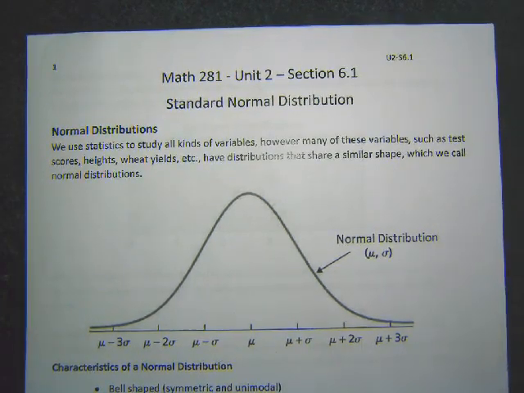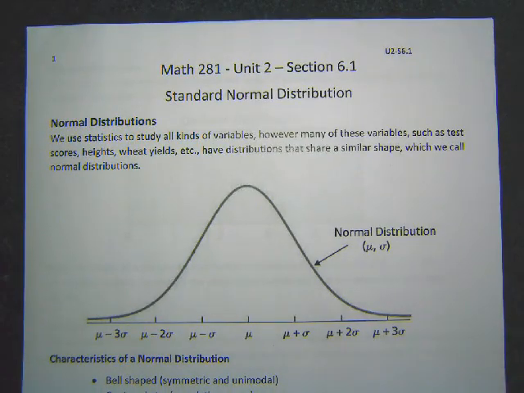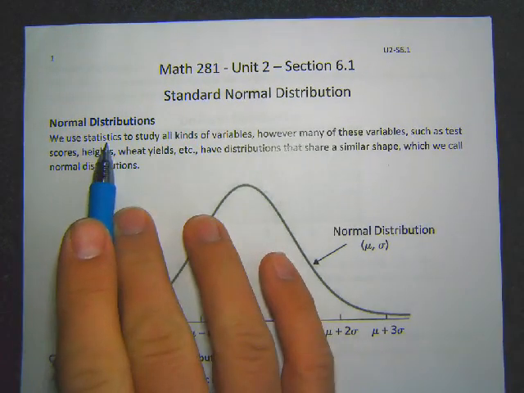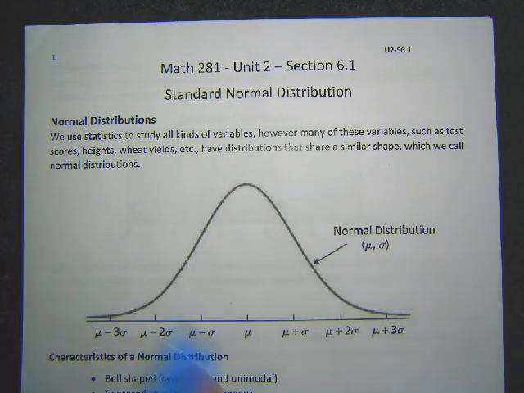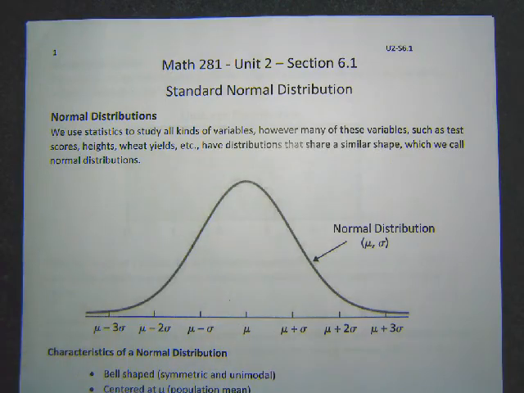In Chapter 6, we start off by talking about the standard normal distribution. We've talked about distributions before, these histogram distributions. They're charts that show the data. We talk about how they could be unimodal, bimodal, they could have symmetry or not. Well, we're going to specifically talk about normal distributions in this section. Normal distributions are important to statistics because a lot of the different variables we study will turn out to be normal distributions. Things like test scores, heights, wheat yields, all that kind of stuff.